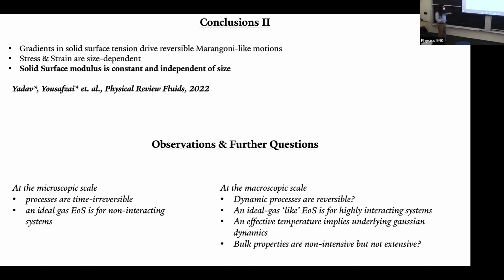But in general, we know a bunch of funny aspects. We just said that at the microscopic scale, processes are time reversible. At the macroscopic scale, they are time irreversible. I showed you irreversible processes due to activity. Again, an actual equation of state for a thermodynamic system is for a system that's not interacting, but this is not an equation of state; it is for highly interacting systems. Also driven by an effective temperature, but that kind of implies we had something like Gaussian dynamics at a smaller scale, which we don't have. So there's a lot of interesting problems to continue with discussions.